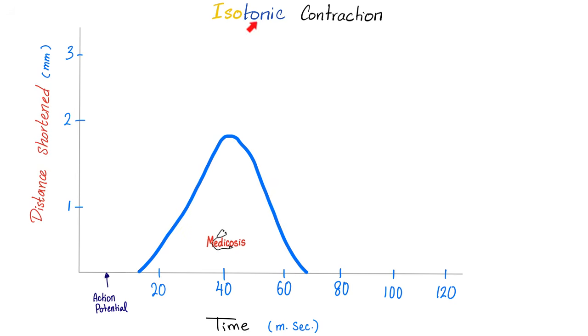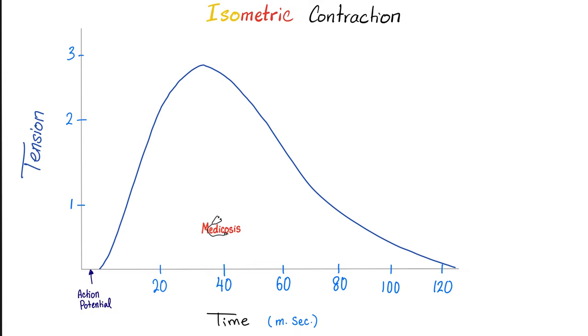So let's have some graphs. Isotonic, the tone did not change, so I will measure what the distance shortened. Okay, you give action potential and wait, and then boom, contraction will happen. Electricity before the light. Action potential before the contraction, and then you measure the distance shortened. Cool. Isometric is different. The length did not change. What changes is the tension. So you plot the tension against time, and boom, the tension is increasing.